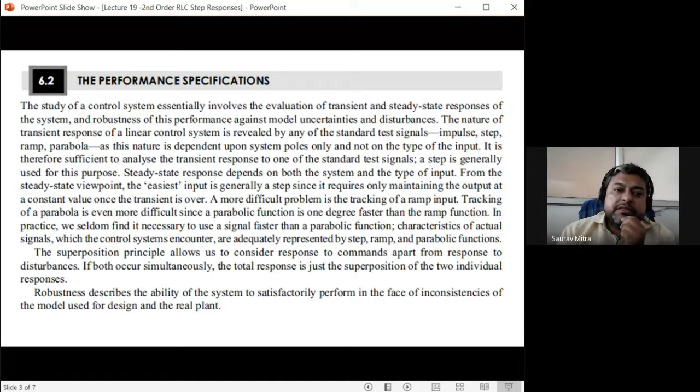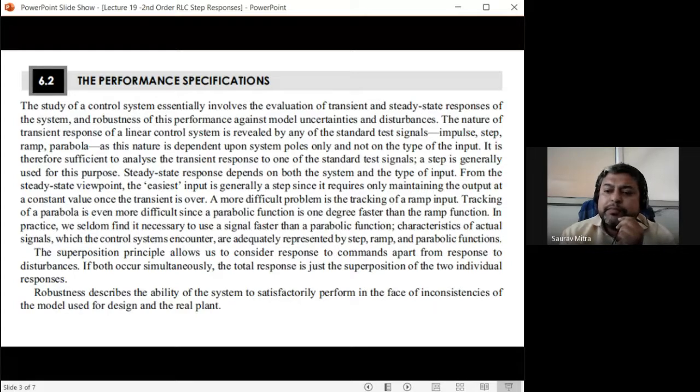The nature of the transient response of a linear control system is revealed by any of the standard signals like impulse, step, ramp, parabola, as its nature is dependent upon system poles only, not on the type of input. So we have not studied so far what the pole position is and what the response of the system is. It is a good study, we will see.